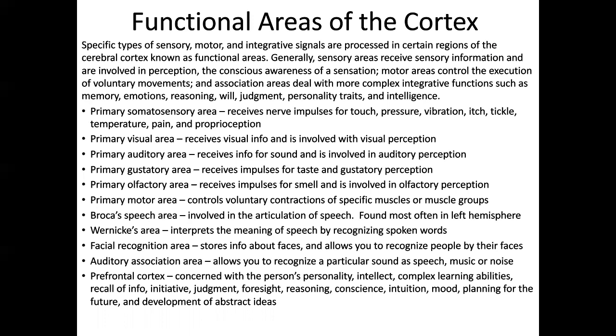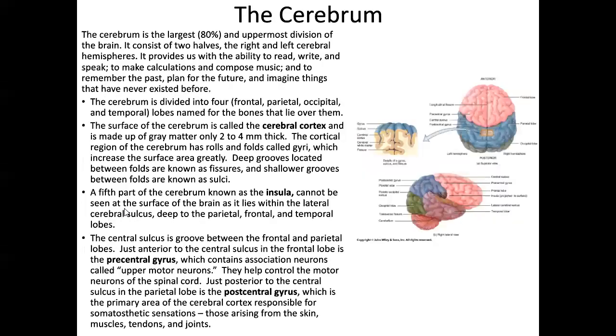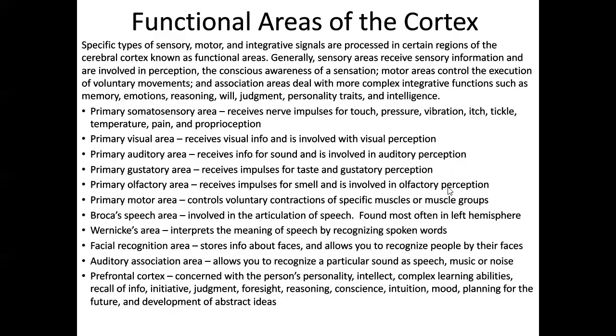Motor areas control the execution of voluntary movements. That's that primary motor area that I was just talking about, in that area, what we call the precentral gyrus. This area right here controls contraction of skeletal muscles and skeletal muscle groups.